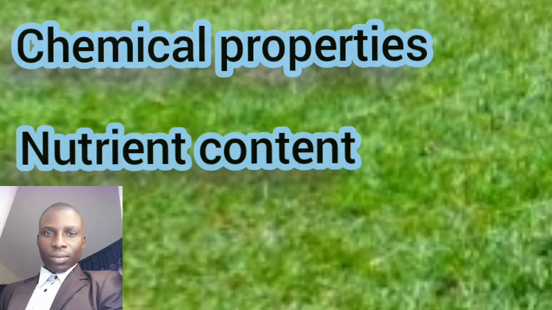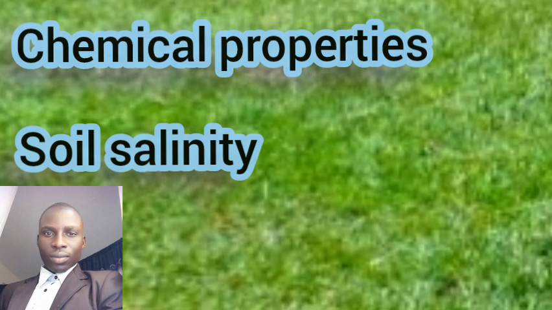Another chemical property of soil is nutrient content. This is the quantity of soil nutrients in the soils, such as nitrogen, phosphorus, potassium, and many others. Next is soil salinity, which refers to the proportion of salt in the soil. Saline soils tend to be harmful for plants, hence not suitable for crop farming.